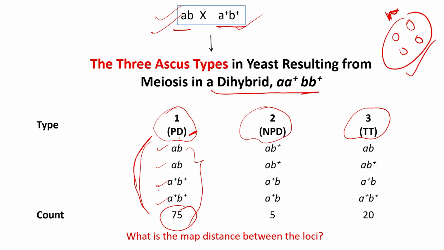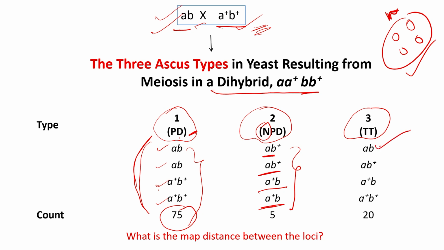And then we come to the non-parental ditype. Why are they called non-parental? Because see, A, B plus is not present, A plus B is not present, right. None of the combinations match with the parent, that is why it is called non-parental ditype.